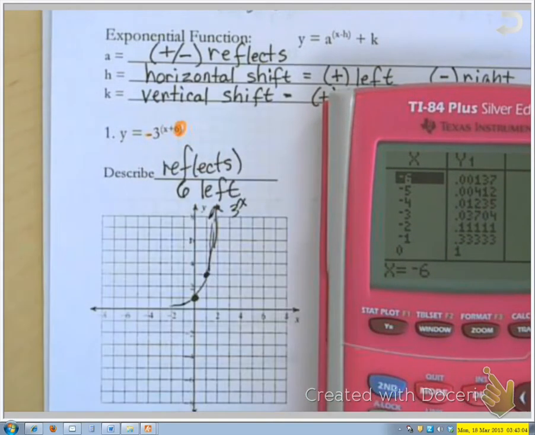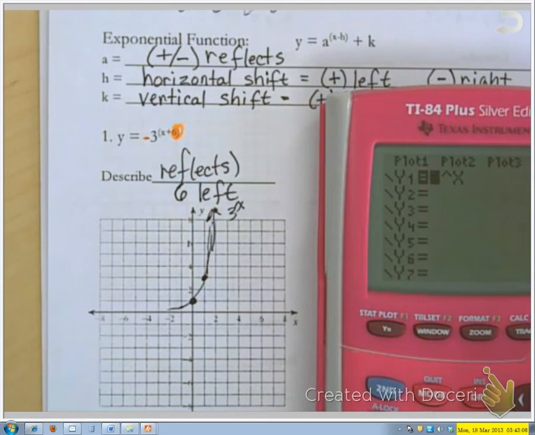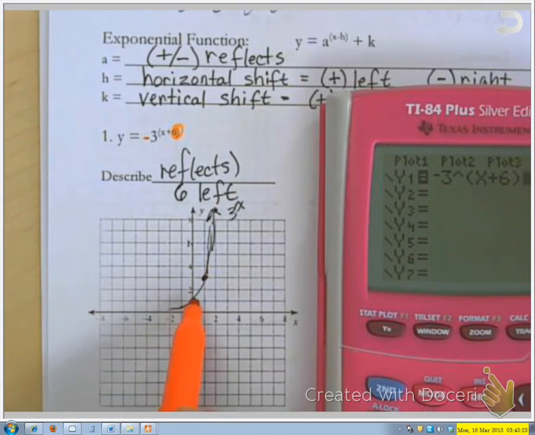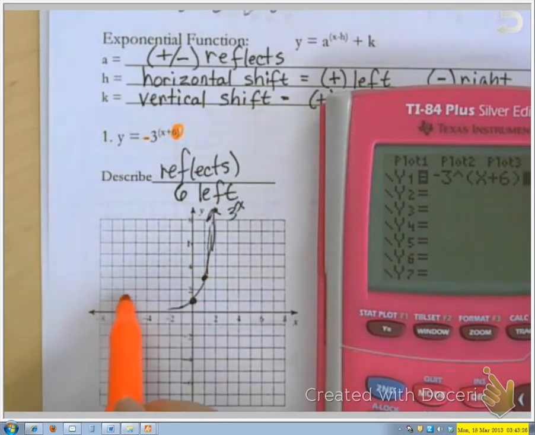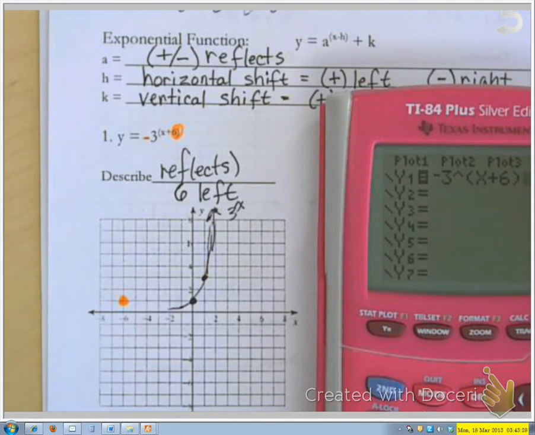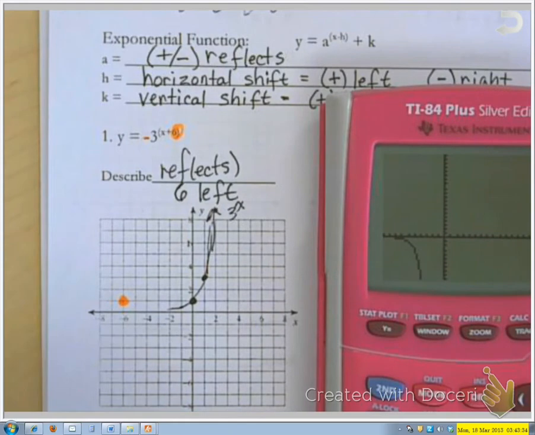But that's not what I had. I had a negative 3 to the what? Parenthesis x plus 6. Now we already said it's going to move 6 to the left, so I'm going to come over here, move 6 to the left, and put my dot. Alright, now we said it's going to flip upside down, so let's see. As it flips, oh look, there it goes. It's right there. So it flips right upside down. So we're going to come in.